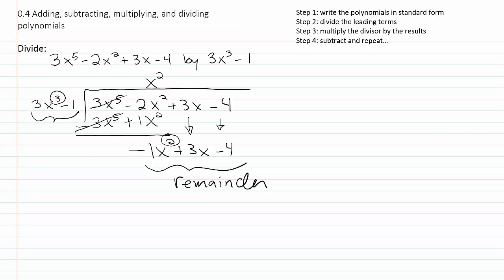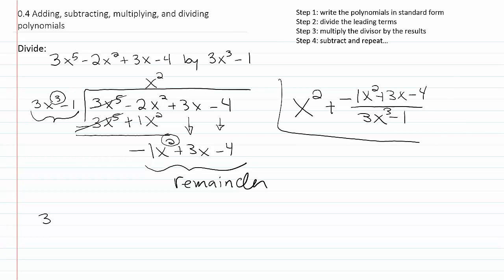So the format of our answer can be written like x squared plus negative 1x squared plus 3x minus 4 over 3x to the third minus 1. And if we want to check that that's our answer, all we have to do is multiply this quotient by our divisor. Let's see if that gives us the dividend we started with.